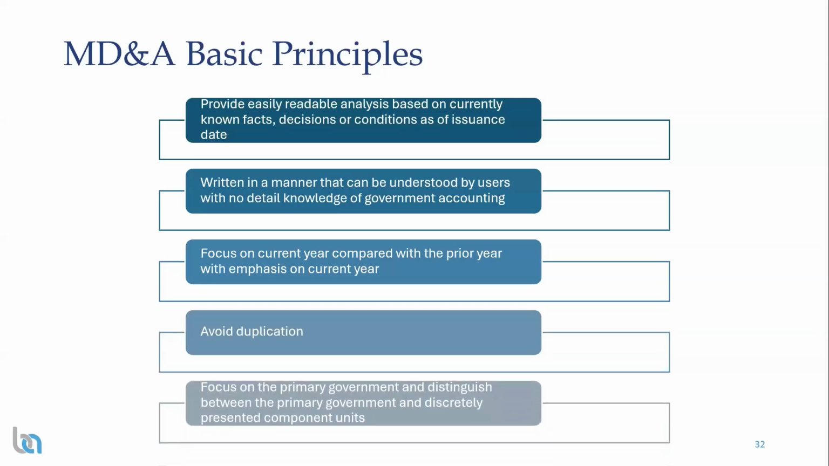And then focus on the primary government and distinguish between the primary government and discretely presented component units. Keep in mind, MD&A is supposed to focus on the government-wide more than anything else. The primary government, the government-wide, then the major funds. So you cannot skip the government-wide.